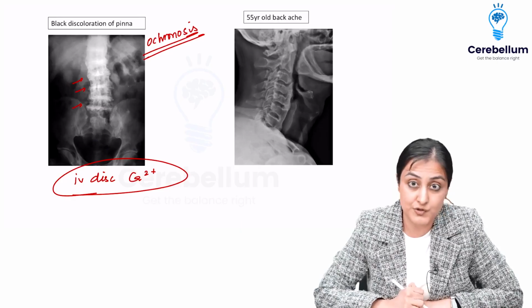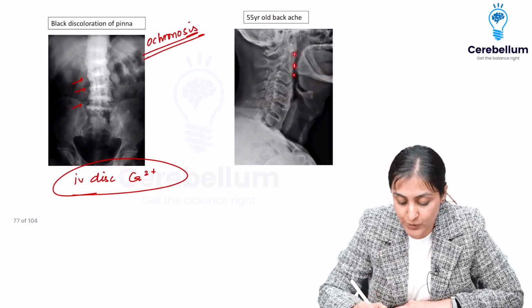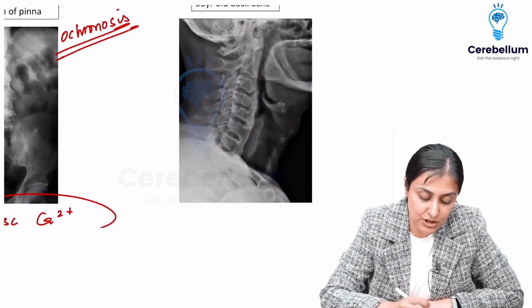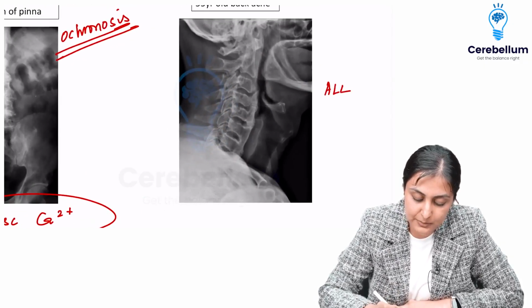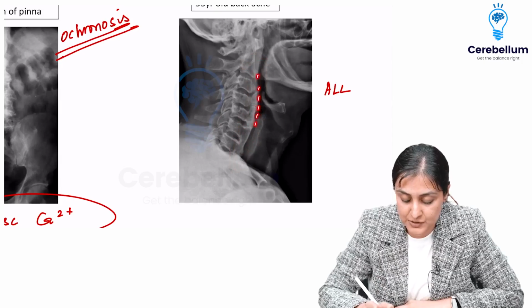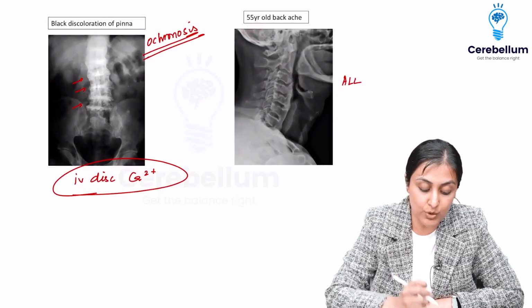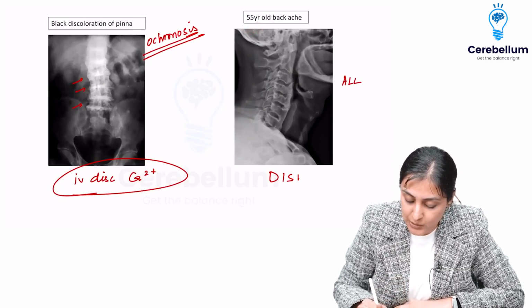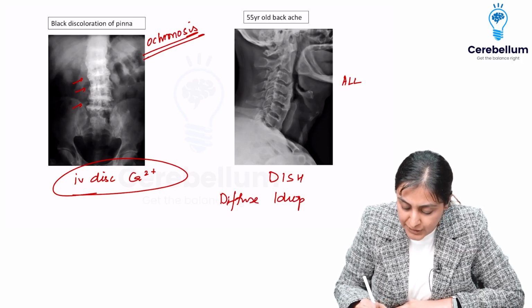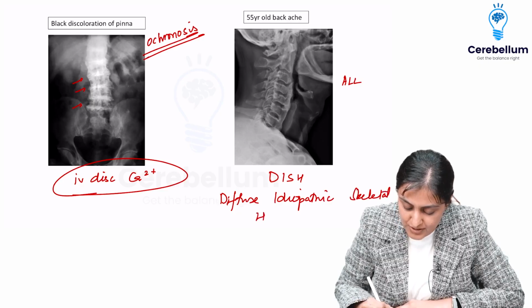So that's ochronosis. On the other hand, if you see such a spine appearance where there is this flowing ossification along the anterior longitudinal ligament. So ALL is the ligament connecting the anterior part of vertebral bodies. When you see that there is this new bone formation along it in an old patient more than 50 years, this is what we call as DISH. DISH stands for diffuse idiopathic skeletal hyperostosis.